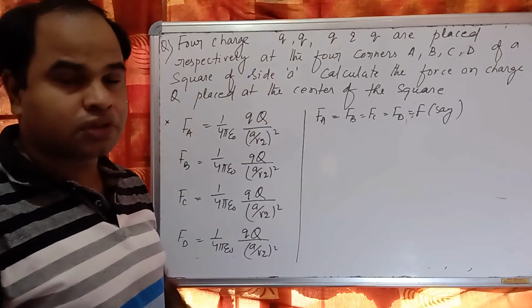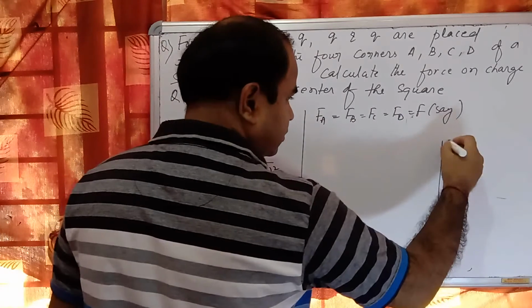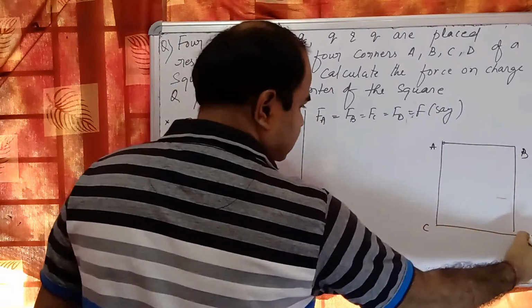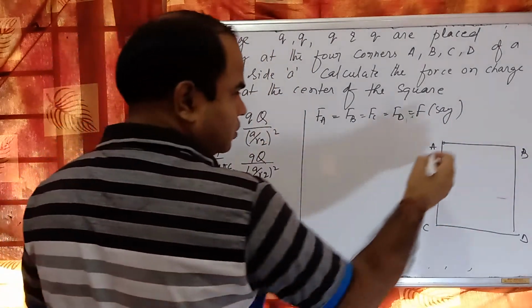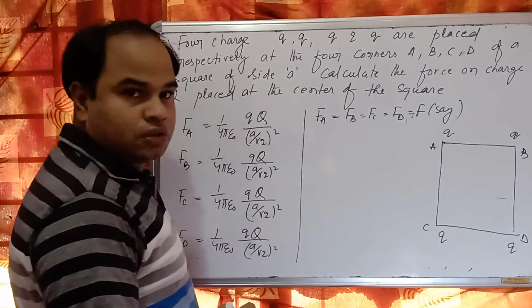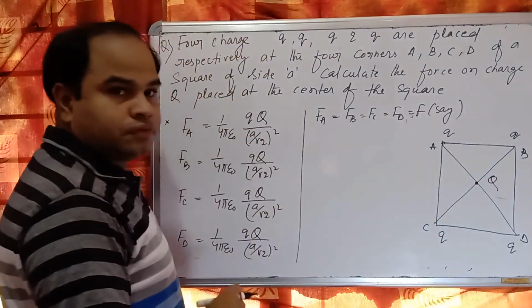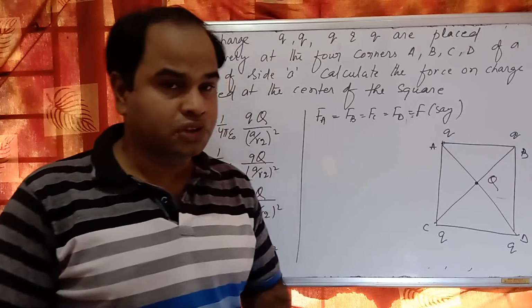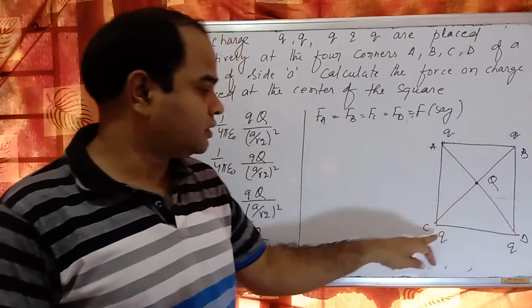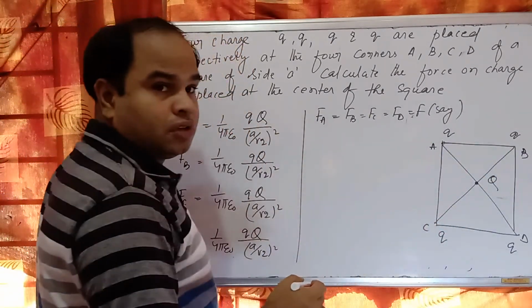Calculate the force on the charge Q placed at the center of the square. Again there is a square ABCD. Let us say the charges are q, this is q and this is also q. The center has charge Q. All are positive charges, and at the center is the positive charge capital Q.